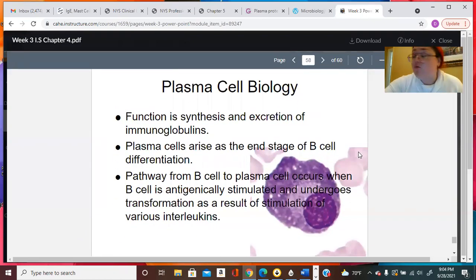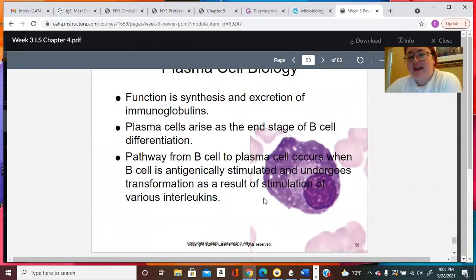Okay, so a plasma cell we know is just a differentiated B cell. It's a B cell that's been differentiated to secrete antibodies that are specific to whichever antigen it has come into contact with originally. So whichever antigen activated the B cell, essentially made it not naive anymore, that's the type of antibody that will be secreted from this plasma cell, right? We understand that.